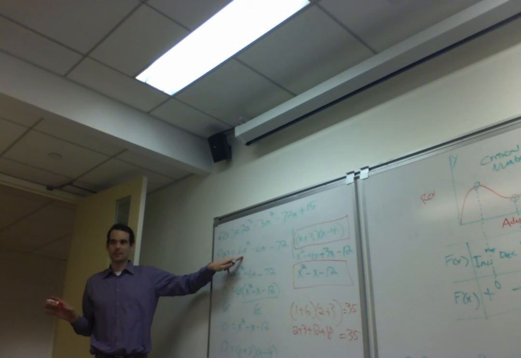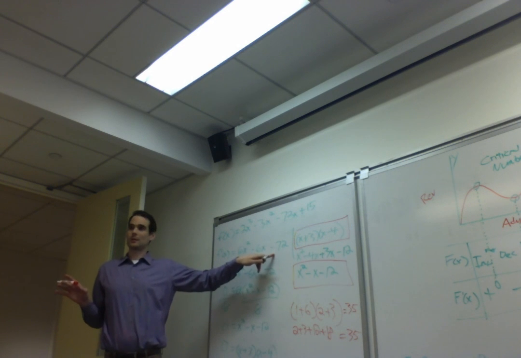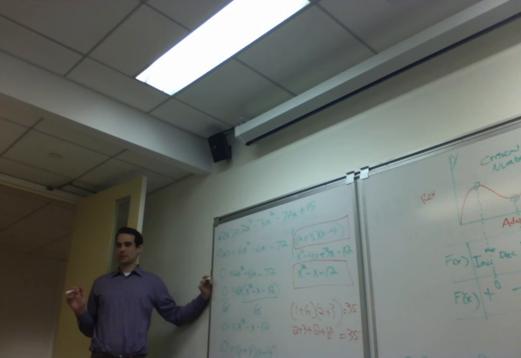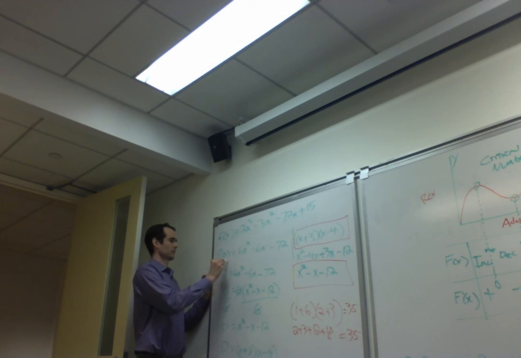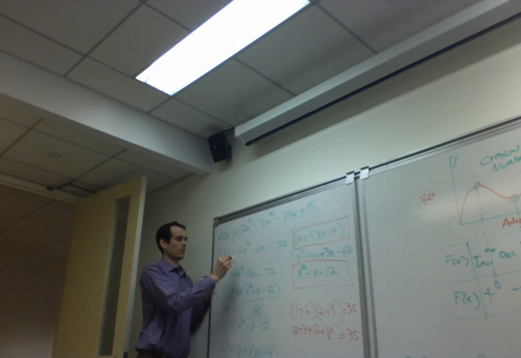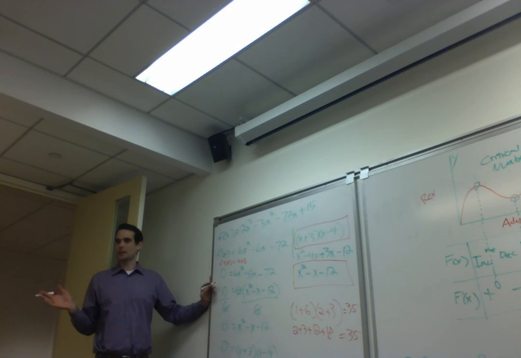10 squared is 100, times 6 is 600. So 600 minus 60, 6 times 10, minus 72. It's 600 minus 60 minus 72, which is 468. Okay, so that's a large number. Is it positive or is it negative? Positive. So what does that tell you about the slope at point 10 on the function? It's increasing. It's positive and the function is increasing.